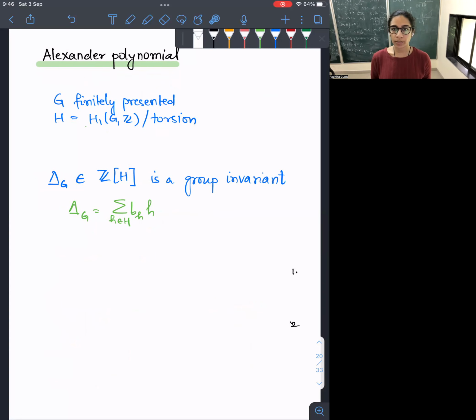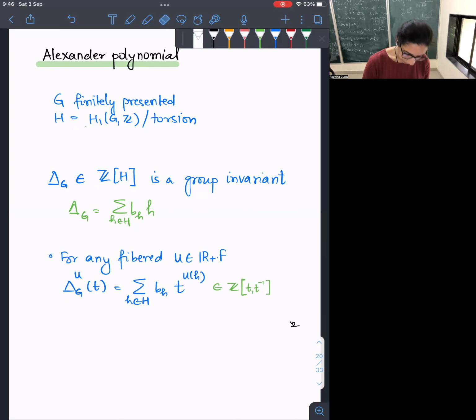The Alexander polynomial is a very well-known polynomial which can be associated to actually any finitely presented group. I let H be the homology of the group mod torsion. Then this Alexander polynomial is some polynomial in the group ring ZH, which is actually a group invariant.